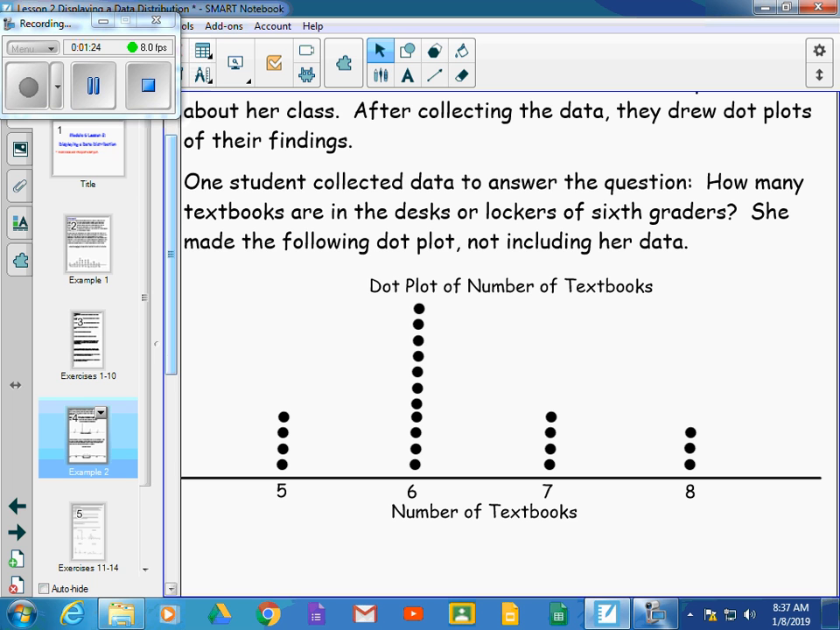And from this, we can see that since 6 has the highest stack, most students have 6 books in their locker or their desks. Matter of fact, 1, 2, 3, 4, 5, 6, 7, 8, 9, 10, 11. 11 out of the 22 students have 6 books in their desk or locker.